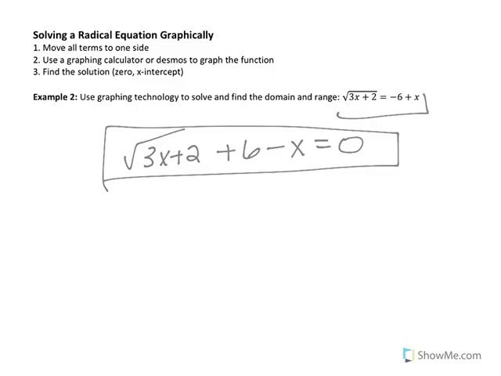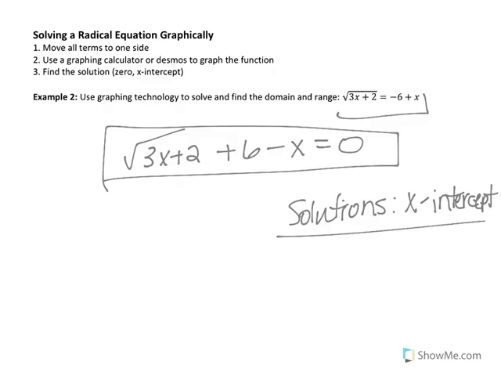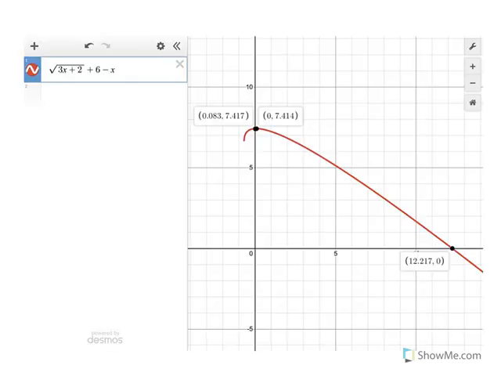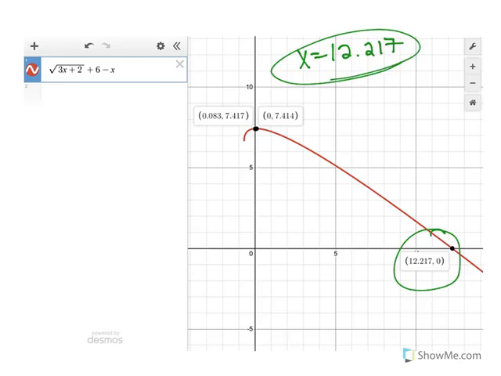The answer is going to be the x-intercept. Your solutions are always your x-intercepts, unless it's asking for a maximum or a minimum. It'll also help us do our domain and range. So I want you to pause the video, type that into Desmos, and see what you get. So it should look like this. So we can easily find the solution. So the solution is this. So x equals 12.217. Now we can do the domain and range.